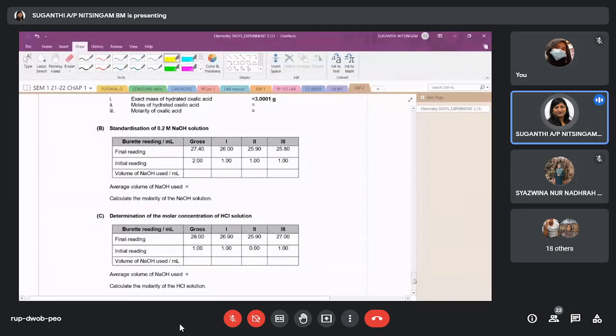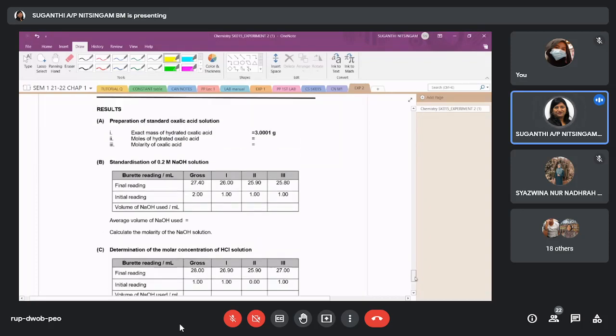So you will have 2 types of titration. You will do the titration 4 times. 2 people will do 1 experiment, so you can take turns. You do 1, your friend does 1. You do 1, your friend does 1. And then you will do all this calculation.